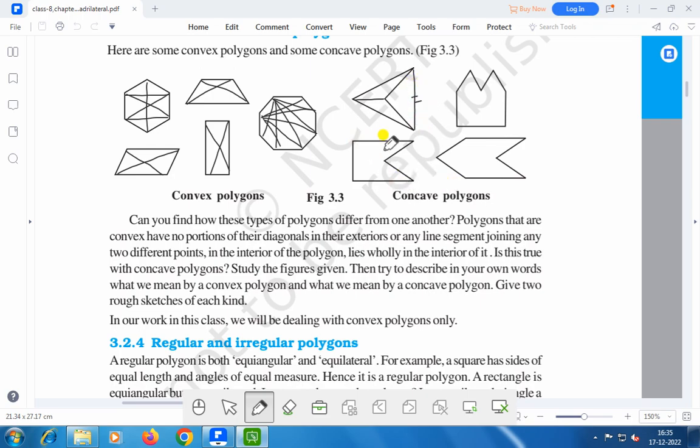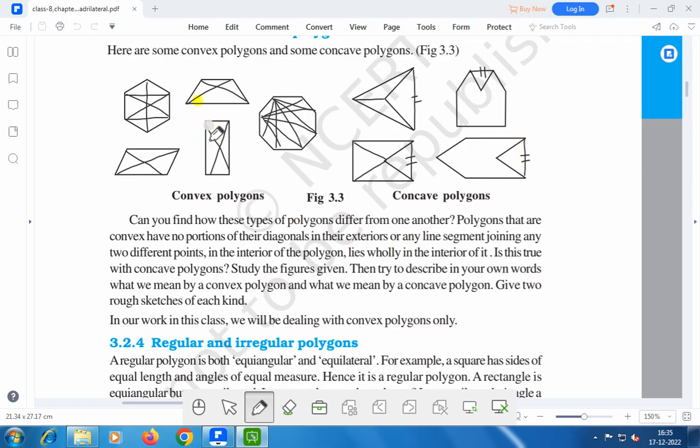Here you see, this diagonal is outside the figure. This diagonal is outside the figure, but this diagonal and this diagonal are inside the figure, but this diagonal is outside the figure. Therefore, it is known as a concave polygon. Here you see, this diagonal is outside the figure. Therefore, it is known as a concave polygon. Here you see, this diagonal is in the exterior of the figure. Therefore, it is known as a concave polygon.